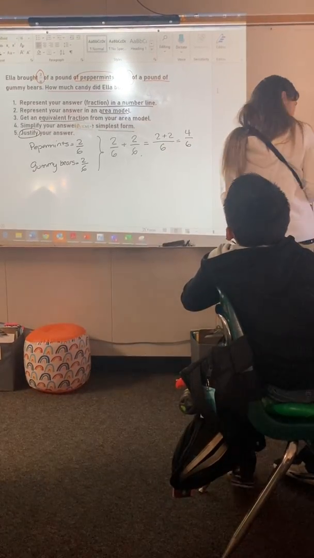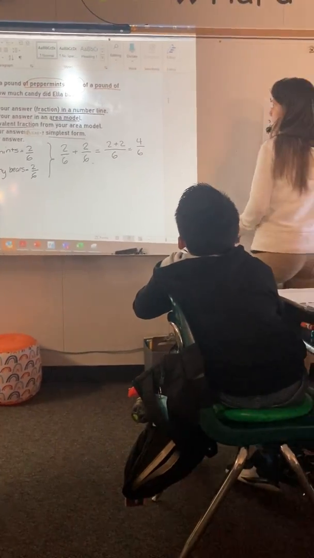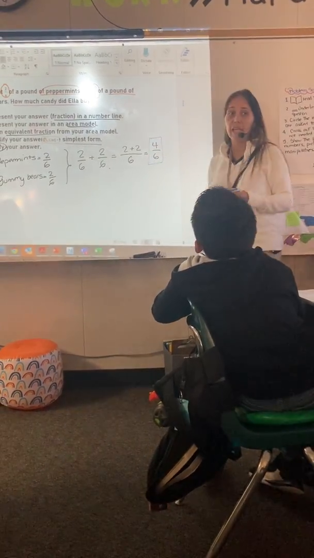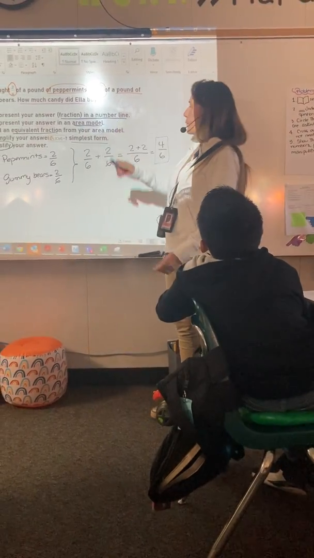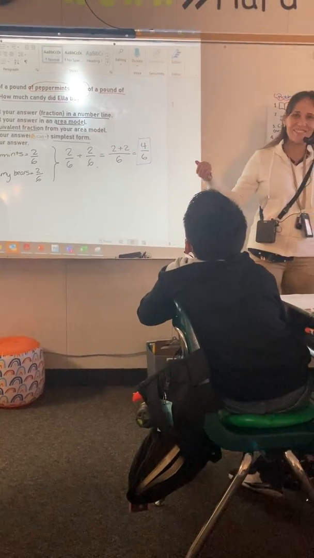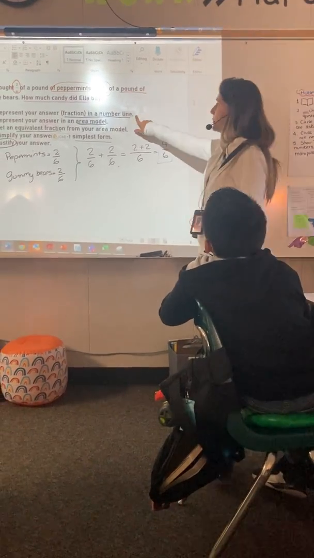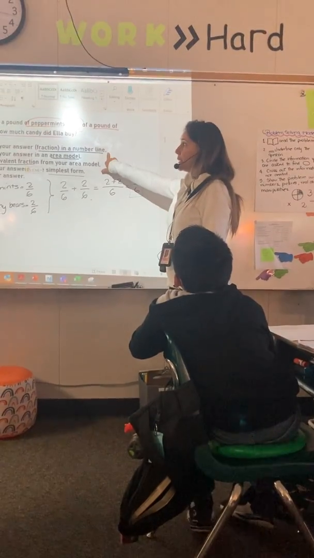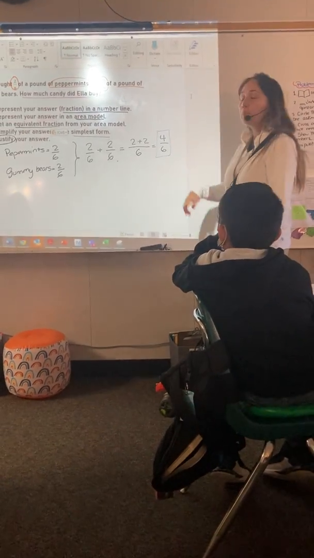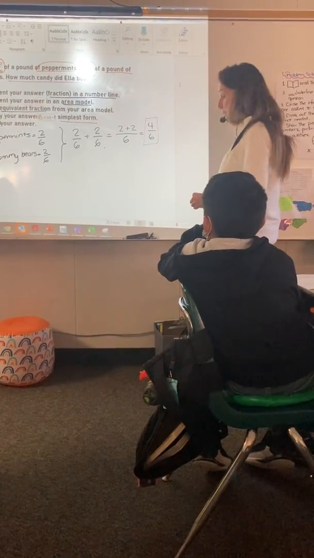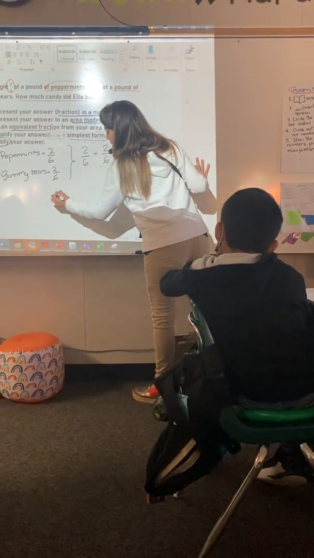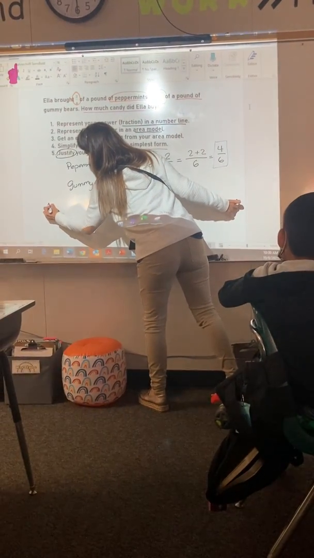Okay, so now that we have the answer, we know that she bought 4/6 of a pound of candy. What is my first question? What do we have to do with this fraction? I'm sorry, what do we do with the answer? What is my first question? Represent your answer, the fraction, on a number line. So, is this a proper or an improper fraction? A proper fraction. Okay, so the first step we're going to do is to represent this fraction on a number line.